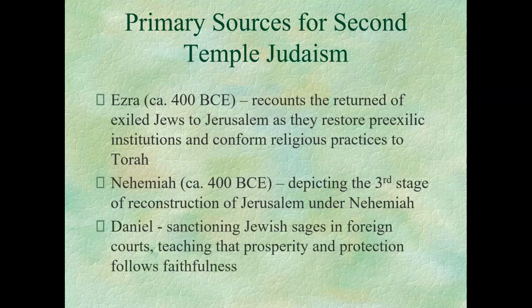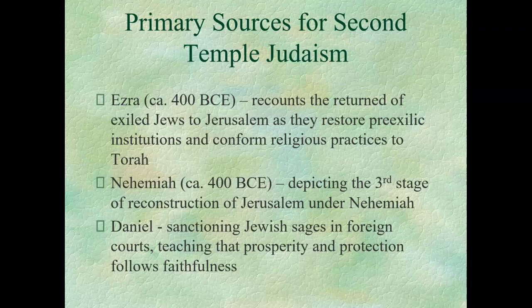And the other one I'm just going to mention right here is the book of Daniel. Of course, I could mention other sources, but I'm just going to mention these three right now as a part of an introduction to all this. Here is what Daniel is doing. This book is sanctioning Jewish sages in foreign courts, because that's what Daniel is. He's a Judean sage in a foreign court, and advocating that teaching that prosperity and protection, God's protection, is going to follow faithfulness.